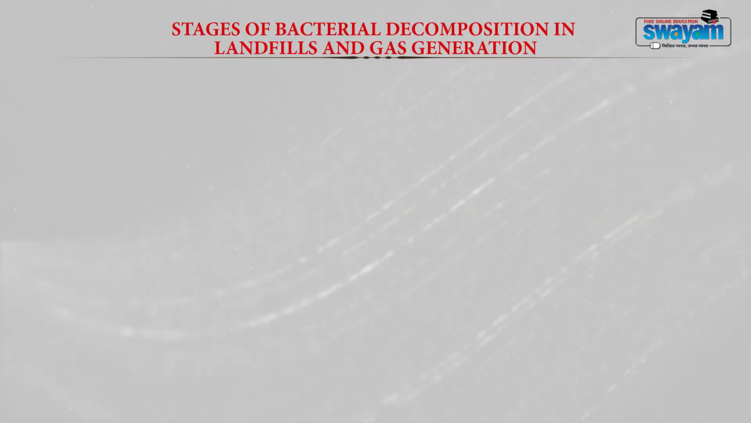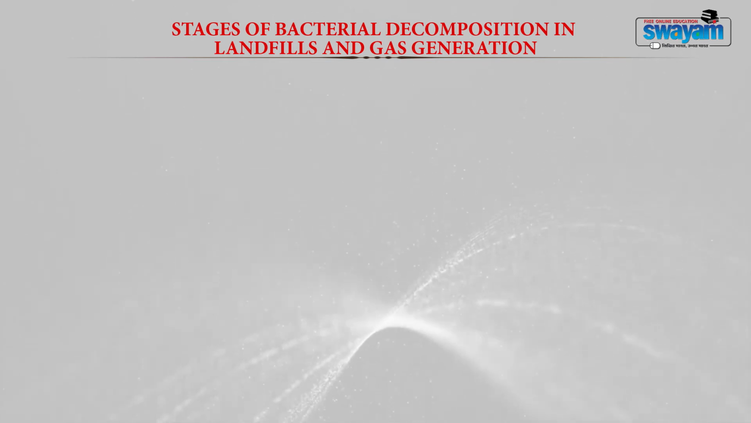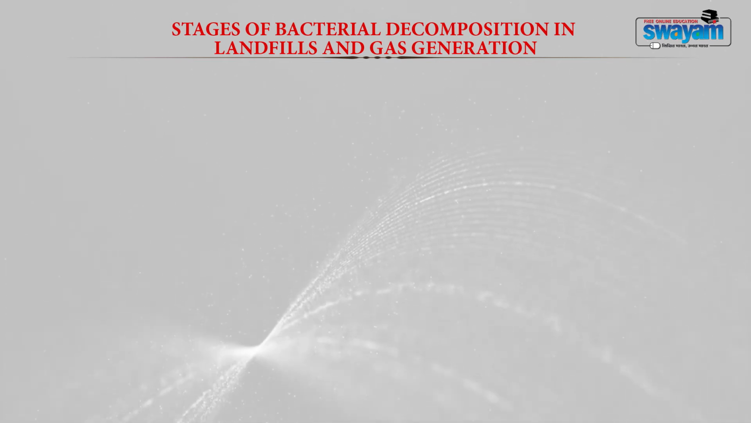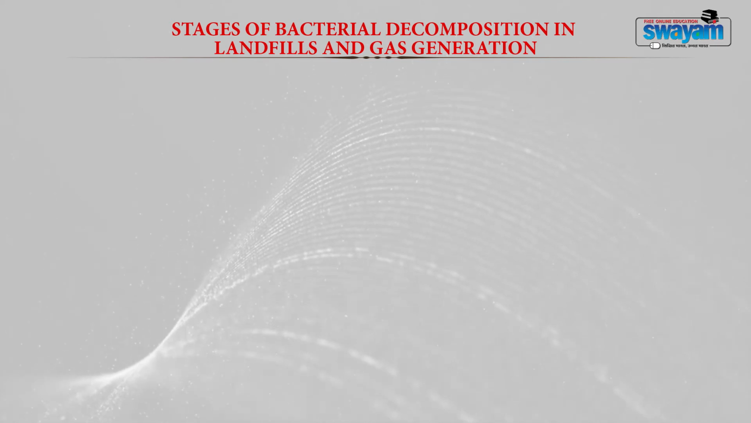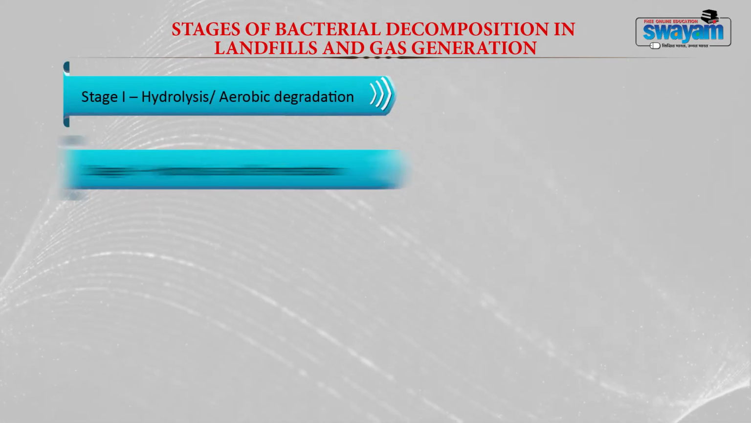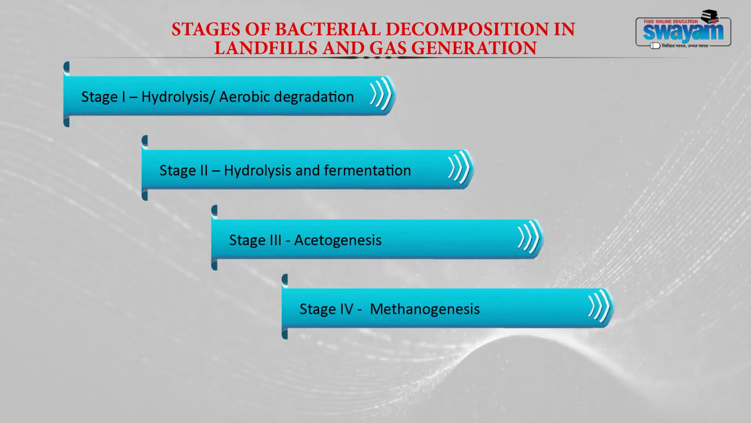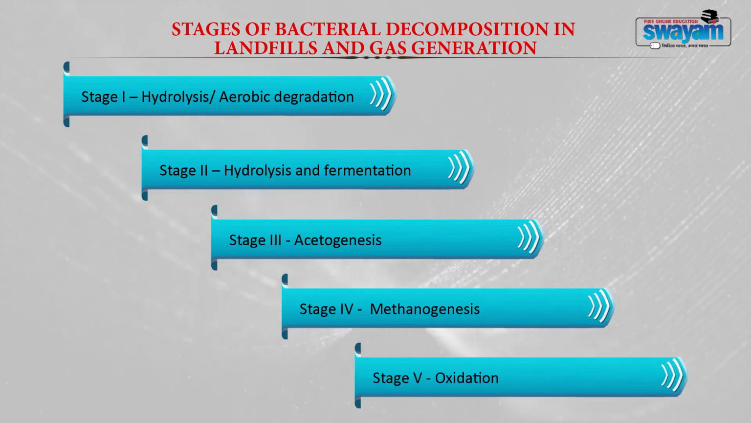Now, in the process of degradation within the landfill, many different stages of bacterial decomposition occur. This we have discussed earlier in our previous module and also in this module. There are 5 stages. Stage 1 is hydrolysis or aerobic degradation, stage 2 is hydrolysis and fermentation, stage 3 is acetogenesis, stage 4 is methanogenesis, and the last stage is oxidation.